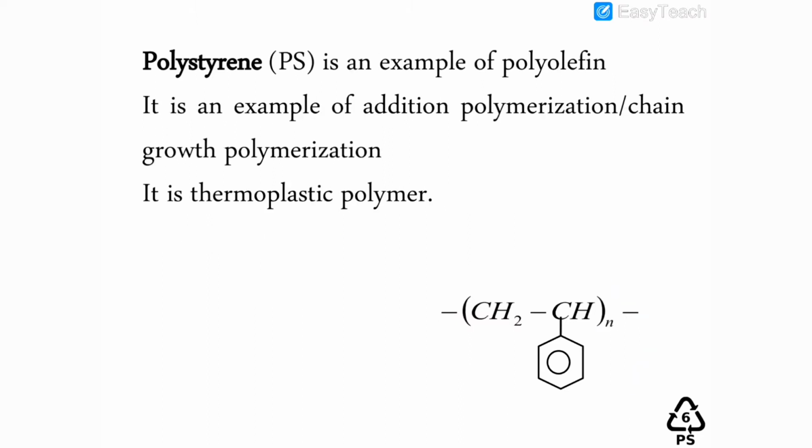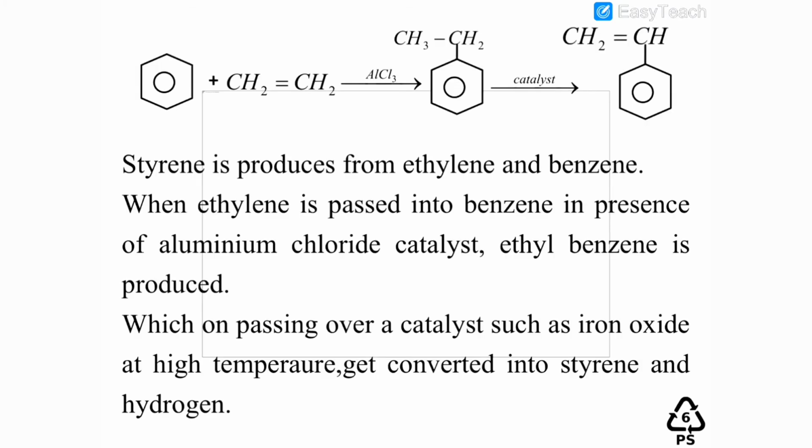Polystyrene is an example of polyolefin. It is an example of addition polymerization or chain growth polymerization. It is a thermoplastic polymer. Let us move on to the first topic, synthesis of styrene. The synthesis involves two steps. The first step is the preparation of styrene, and the second step is the conversion of styrene into polystyrene.